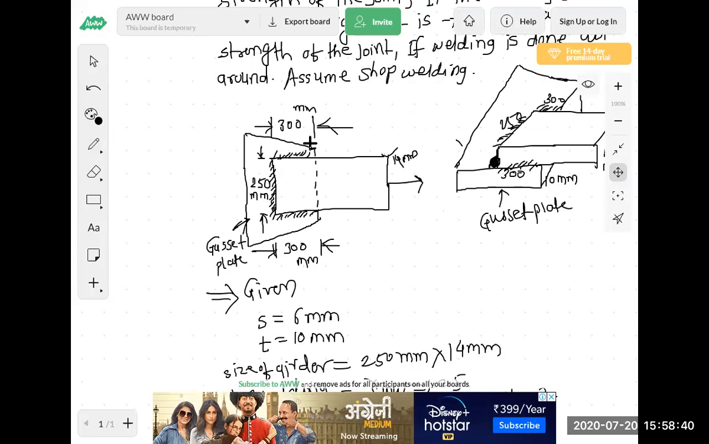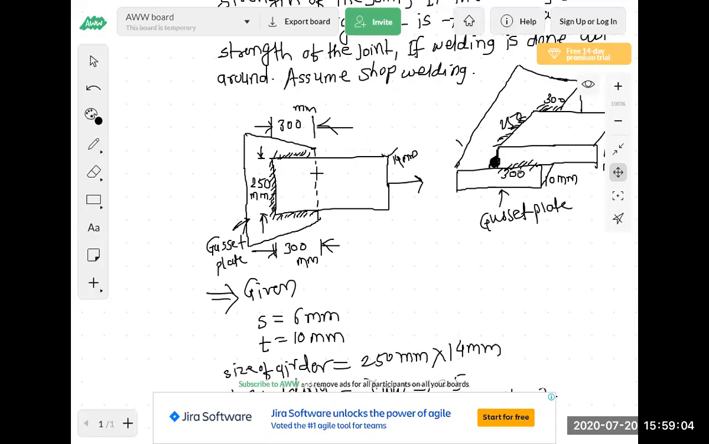the welding, whatever part they have welded, that part they have given the length here. See, they have marked this 250 mm, then this 300 mm, again this 300 mm. Means 300 plus 300 plus 250. That much length they have welded in the problem statement or in the figure. This side 300 mm, this side 300 mm, and this side 250 mm is the total length of weld they have welded for this particular joint.